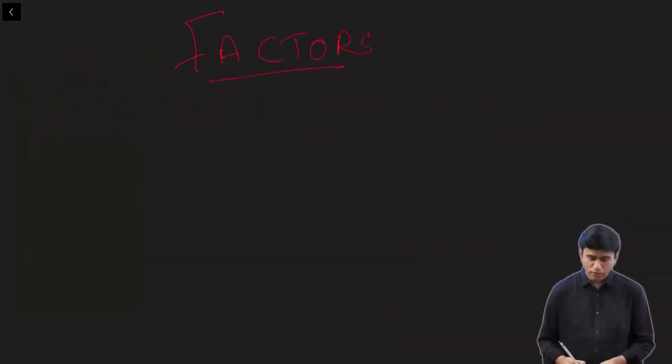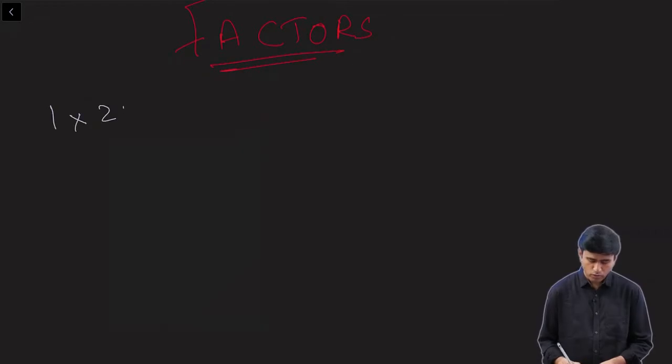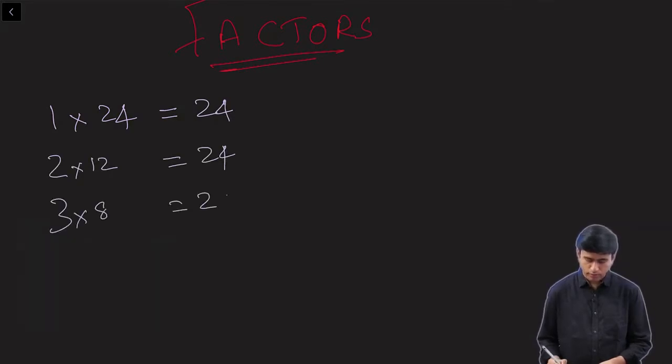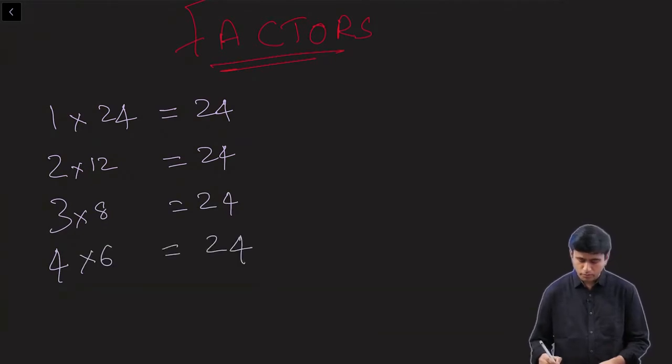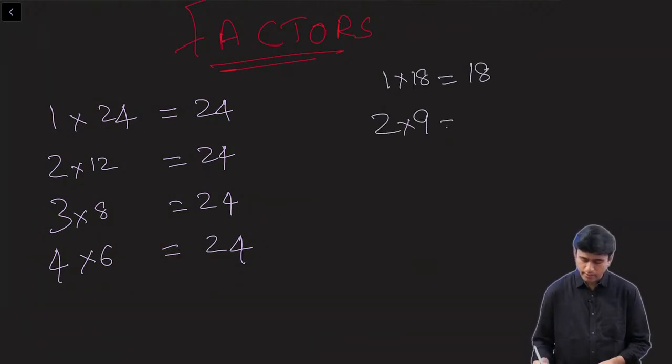Now let's learn about factors. I'm going to write a few multiplication equations. Have a look at it. 1 times 24 is 24. 2 times 12 is 24. 3 times 8 is 24. 4 times 6 is 24. This is the first group. The second group is 1 times 18 is 18. 2 times 9 is 18. 3 times 6 is 18.